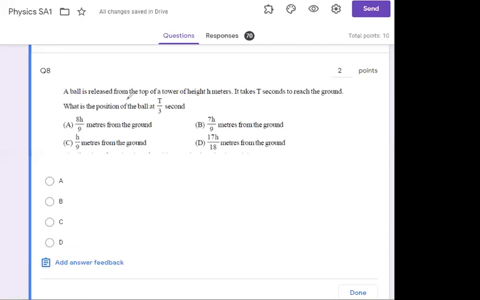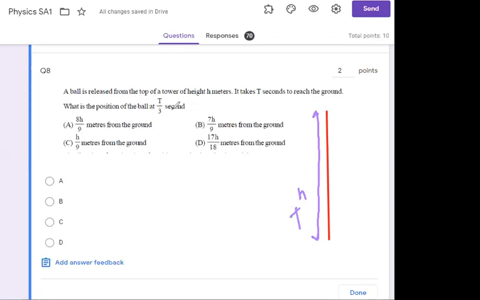ठीक है, देखते हैं. A ball is released from the top of the tower, right? Suppose we have a tower. This is a tower. Okay. And height of tower is given as h meter. Height of the tower is given as h meter. ठीक है. It takes t seconds to reach the ground. ठीक है, so time is given, है ना, time is given as what, t seconds. So this height is given as h and time is capital T.